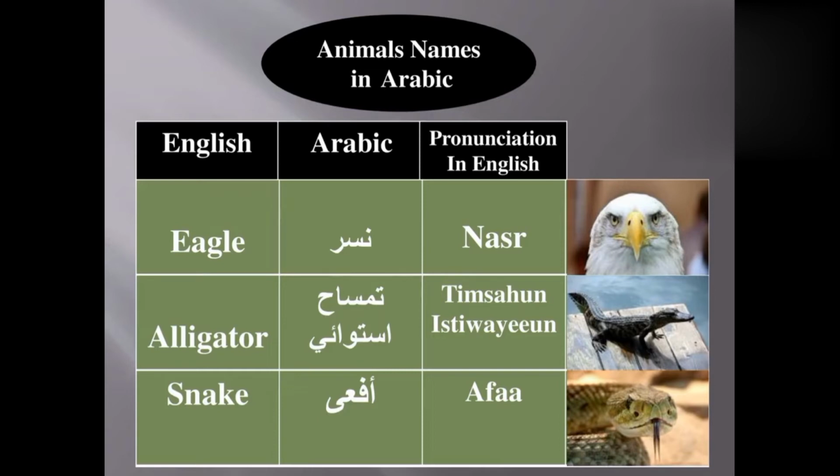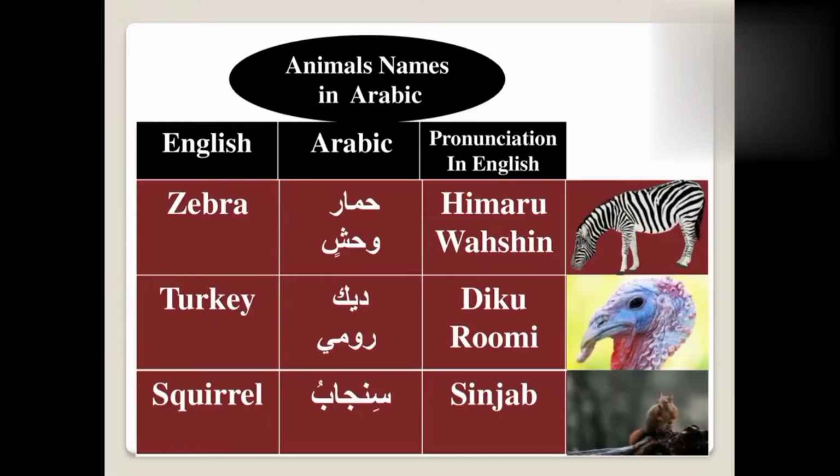For eagle we use in Arabic nasr. Nasr means eagle. Now see alligator. Alligator we use in Arabic timsahun istiwaiyun. Timsahun istiwaiyun means alligator. Now see snake. For snake we use in Arabic af'a. Af'a means snake. Now see zebra.